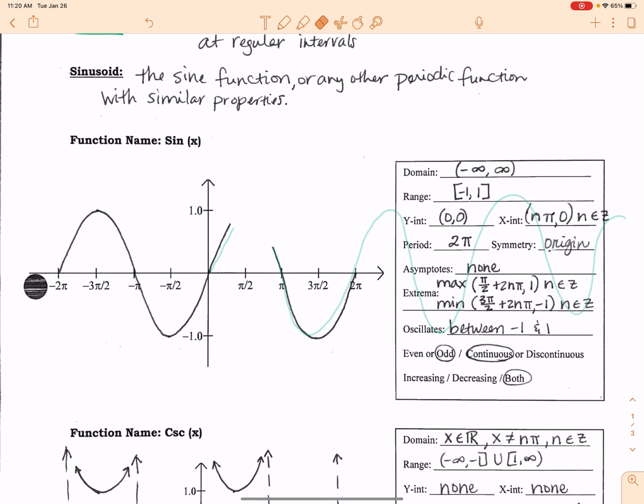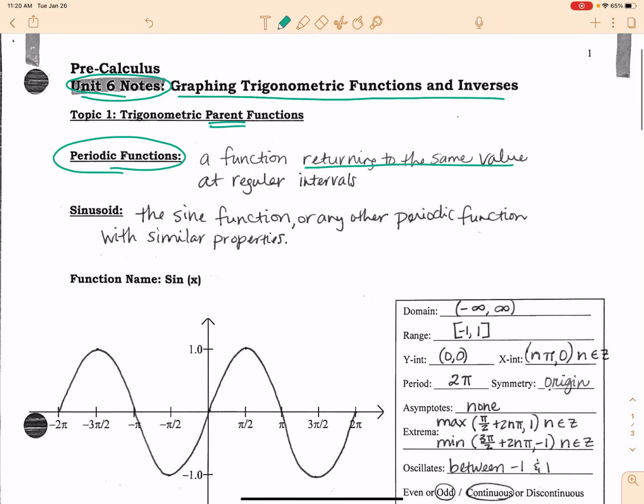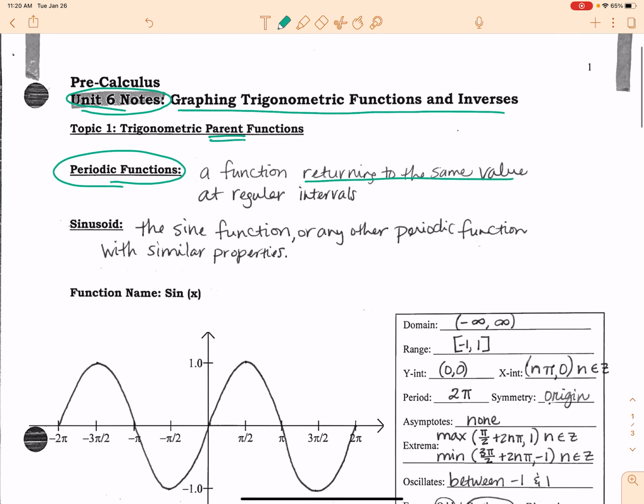So and you'll notice this as we move through here, the cosine graph is very similar to the sine graph. So we refer to these periodic functions as sinusoids. So we talk about the sine function or any periodic function with similar properties. So even when we have a cosine function, we can still talk about it as a sinusoid because you'll see in a moment they look very, very similar.